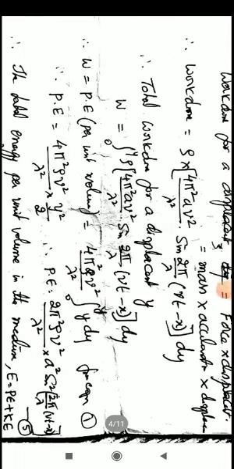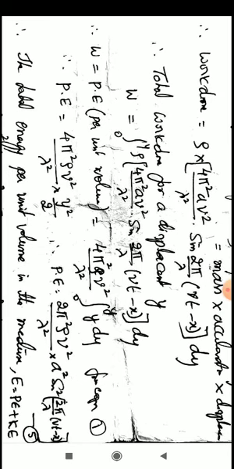Our potential energy is equal to 4π²ρv²/λ² × y²/2. Therefore potential energy after simplification is 2π²ρv²/λ² a² sin²(2π/λ)(vt − x). I am going to call this equation 5.